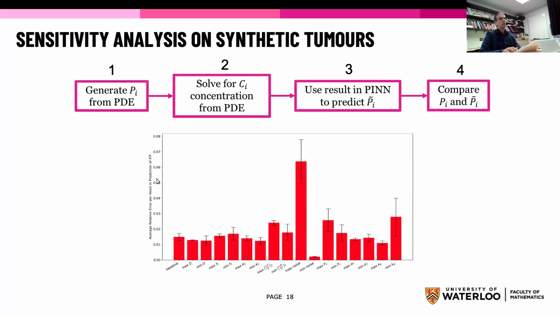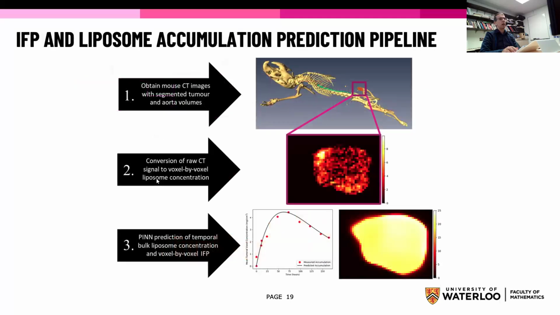So again, we applied the method on synthetic data first. We generated data from the PDE, knowing the pressure profile. I didn't write the equation for pressure, but we can also get a PDE for pressure. You can use that to find the pressure profile, substitute into the PDE, and then solve for liposome concentration. And then using the result in the PIN, we compare the predicted values with actual values to assess the model performance. We also perform sensitivity analysis on synthetic tumors to validate the model. And we got quite a good comparison between the synthetic data and the PIN prediction. Again, this is the pipeline for predicting IFP and the spatial and temporal distribution of the liposome within the tumor.